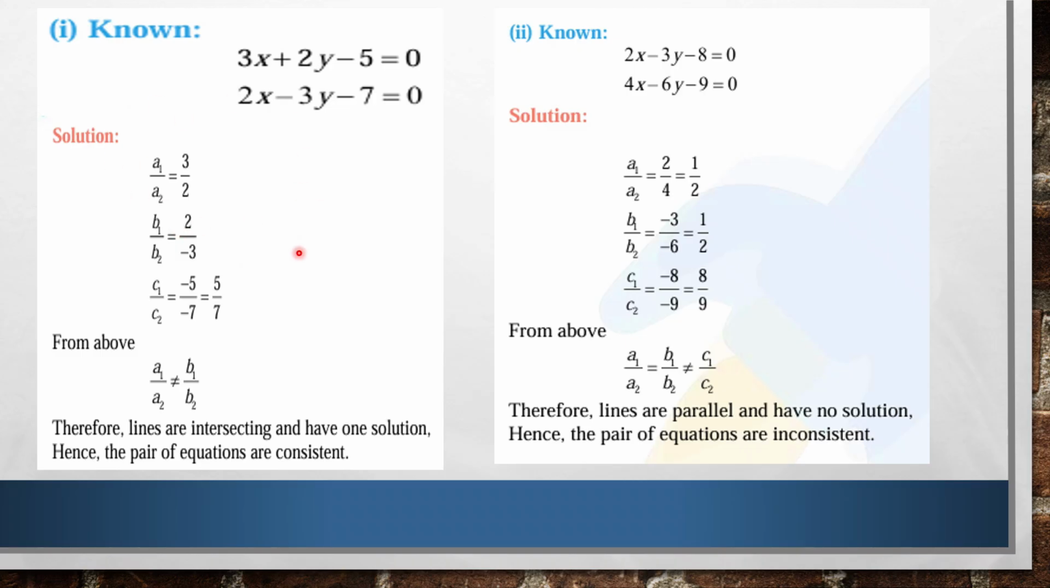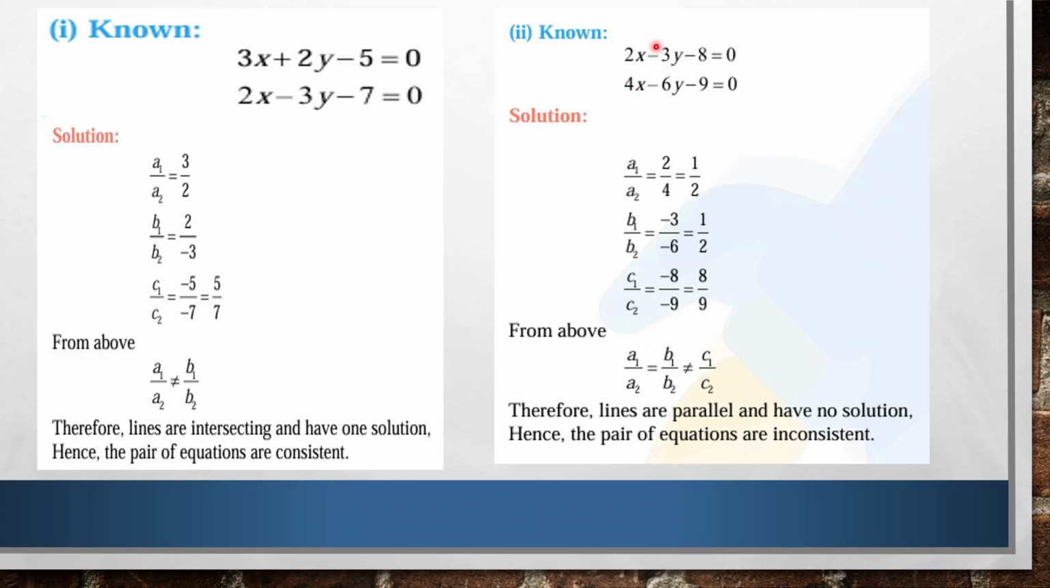Here by using the formula, a1 by a2 is 3 by 2, b1 by b2 is 2 by minus 3, c1 by c2 is minus 5 by minus 7 is equal to 5 by 7. I can cancel this minus. So from the above I can write a1 by a2 is not equal to b1 by b2. So therefore lines are intersecting and have one solution. Then the pair of equations are consistent.